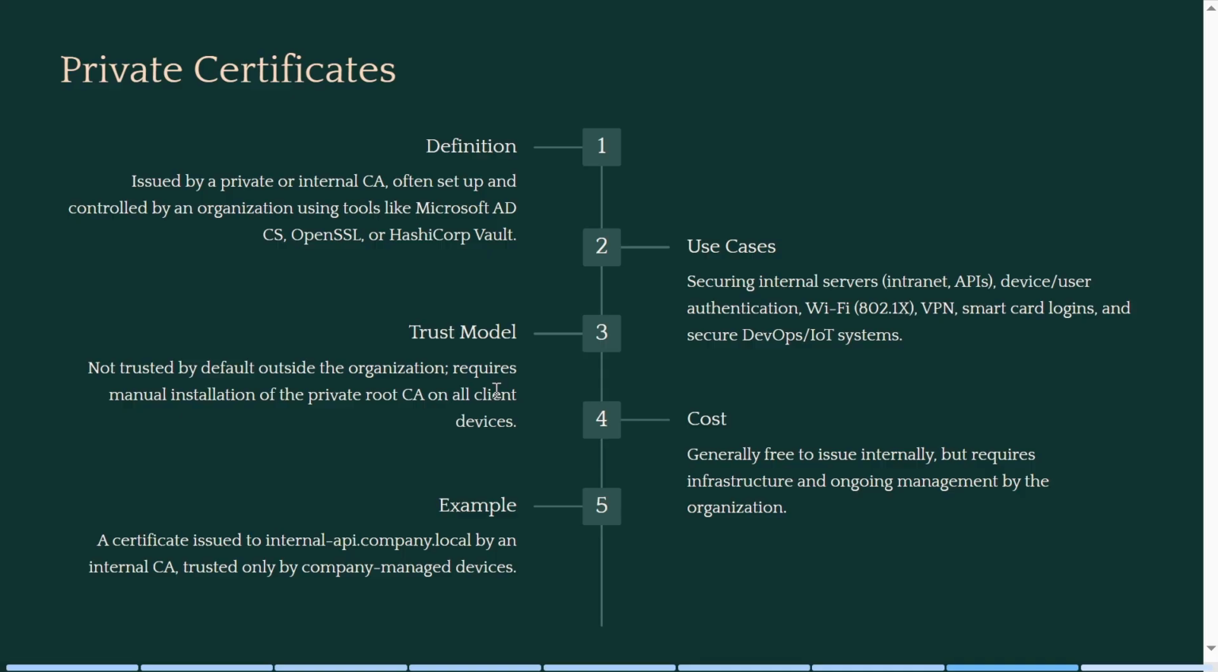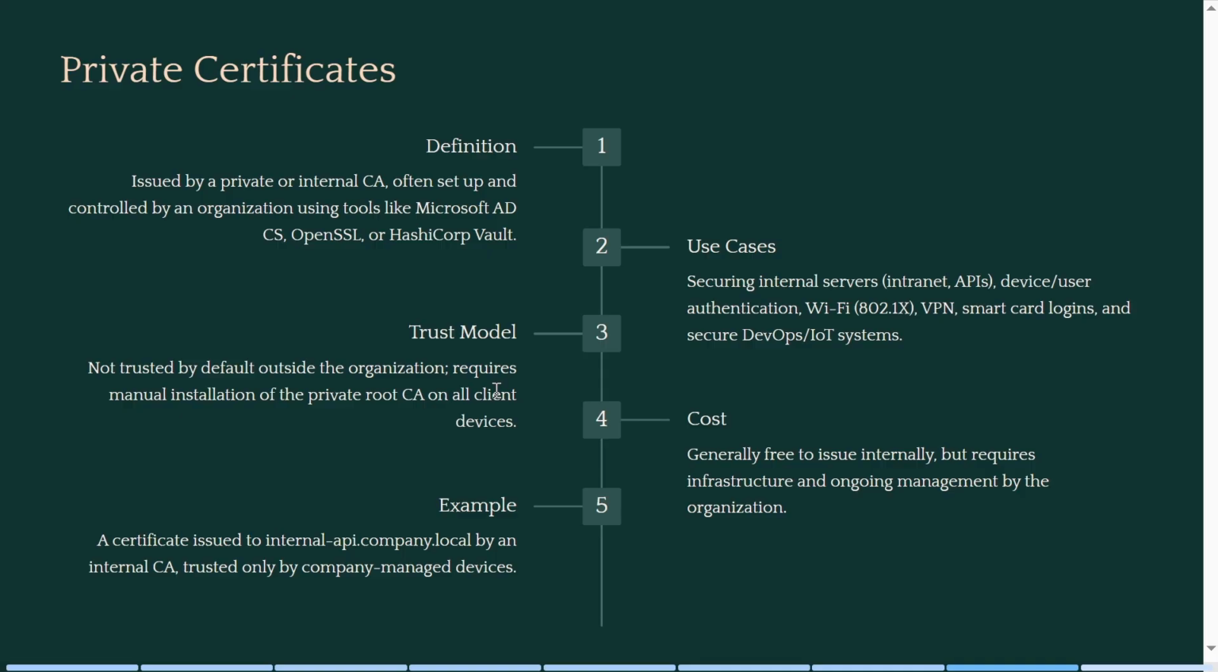Now what are the use cases? Securing internal servers, devices, Wi-Fi, VPNs, smart cards, and any other systems. When you are going to your organization and you are accessing something internally, like your servers or your internal applications which are accessed only internally, those will have private certificates. These are more secure, in the sense that nobody who is not supposed to view that site or application will be able to access it, because they don't have the trust built in their machine.